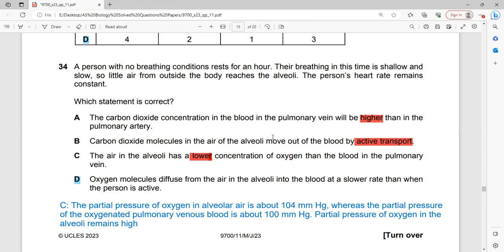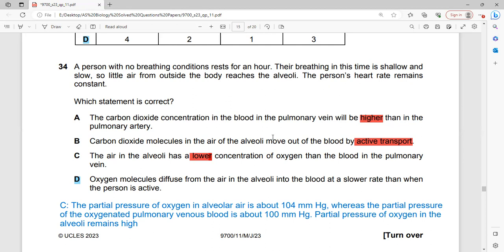The next is, the air in the alveoli has a lower concentration of oxygen. So comparatively, when we are observing the concentration of oxygen in the air, it is 104 millimeters of mercury. What about the oxygen in the blood? This is 100 millimeters of mercury. So always the partial pressure of oxygen in the alveoli air will stay higher. So that's why the word lower is wrong.